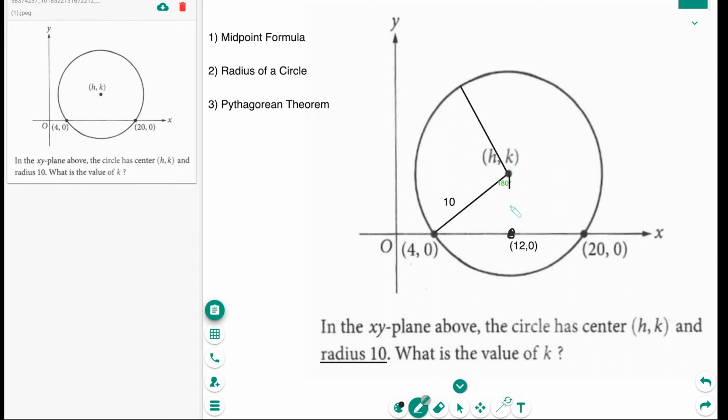So now I'm creating the 30-60-90 right triangle. I'm creating a line from 4 to 12. So this line is going to have a length of 8.